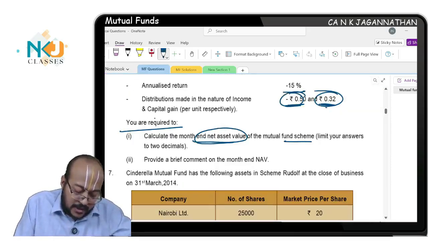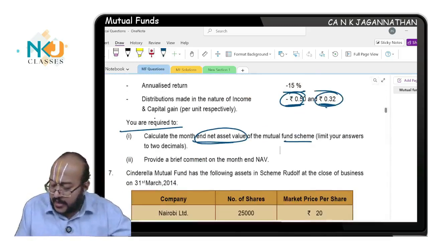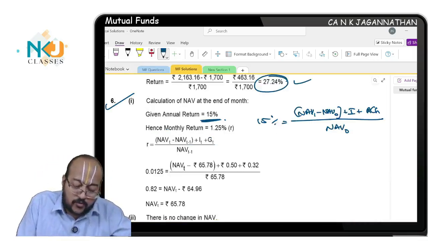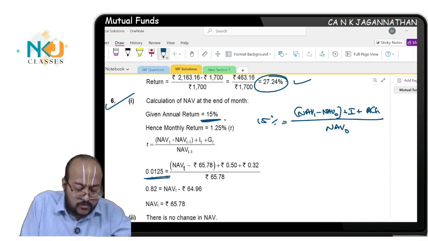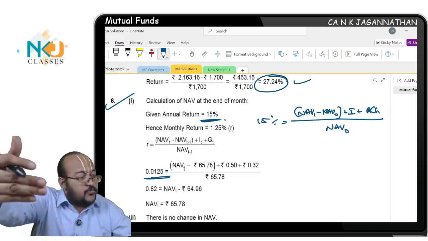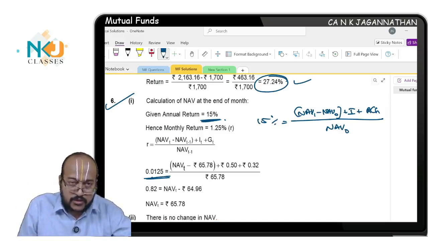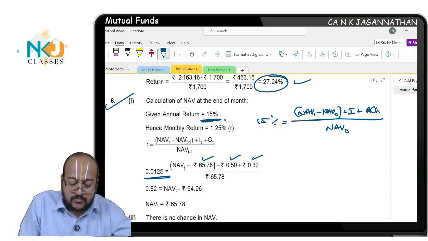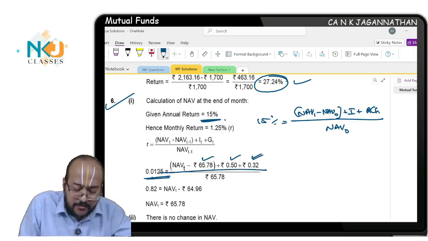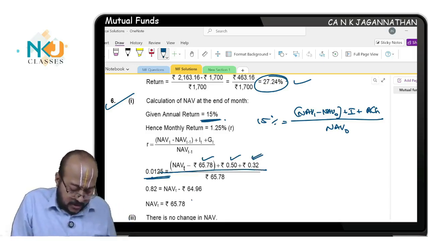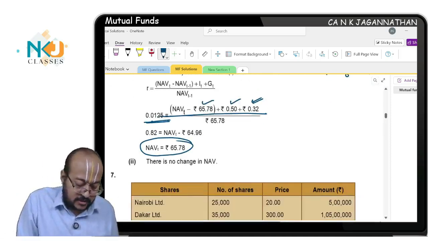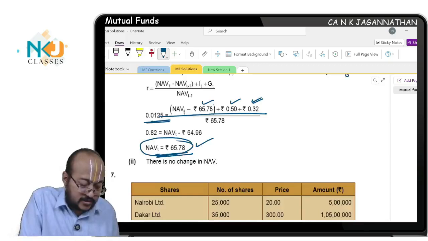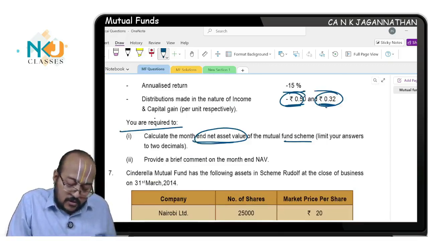Monthly return. See, they have given annualized return 15%. Now 15 divided by 12, monthly return is 1.25%. Equate it to 1.25%, that is what they have done. 1.0125 is equal to NAV 1 over NAV 0. During the maturity, NAV 1 minus 65.75, that is NAV 0, plus income in the nature of dividend and distributed capital gains, divided by NAV 0. You will get the closing NAV they are asking us to find. NAV 1 is how much? 65.78. Yes, 65.78.